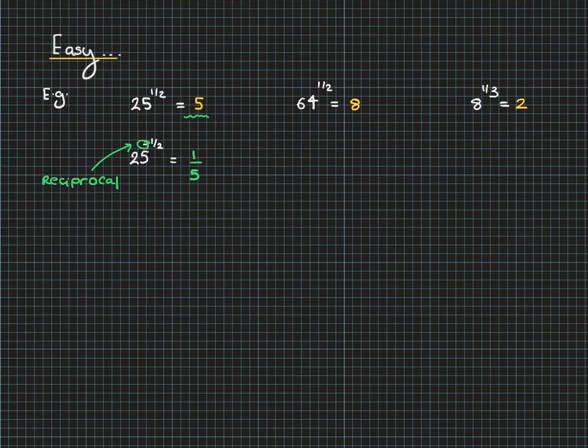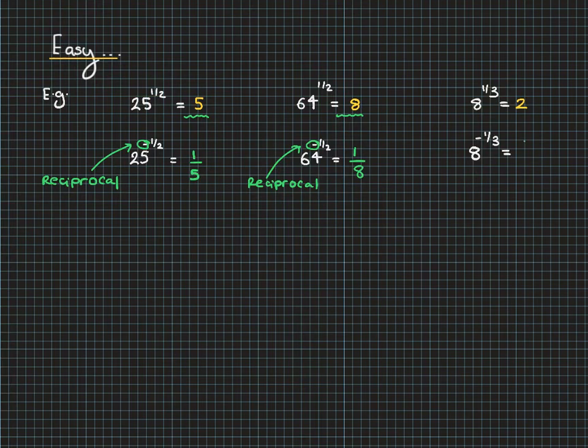Can we now work out the answer to 64 to the power of negative a half? Now again, we know 64 to the power of a half is 8, and we know that this negative here means reciprocal. So 64 to the power of negative a half is 1 over 8. Now, based on these ideas, see if you can write down the value of 8 to the negative a third.